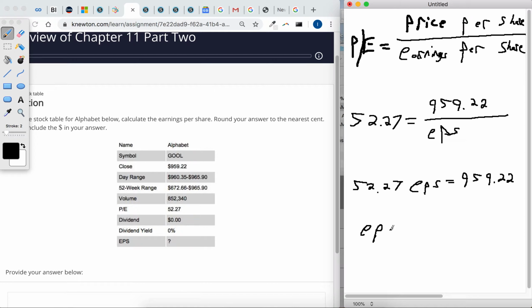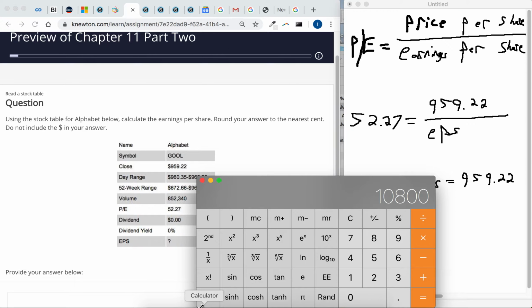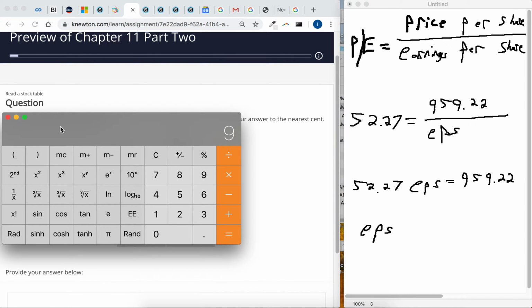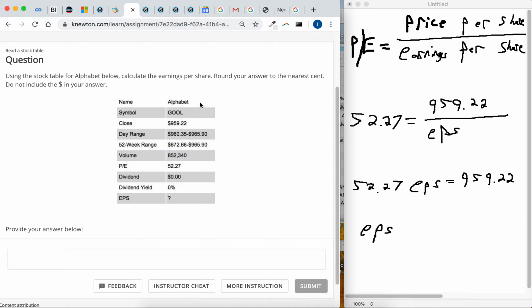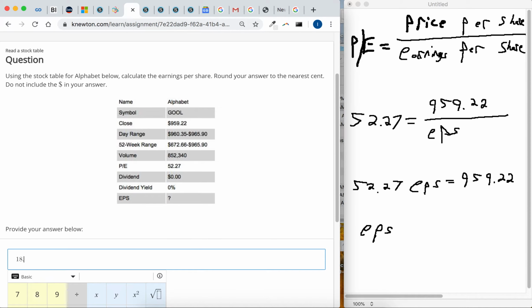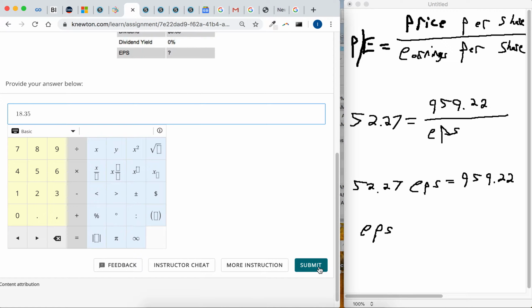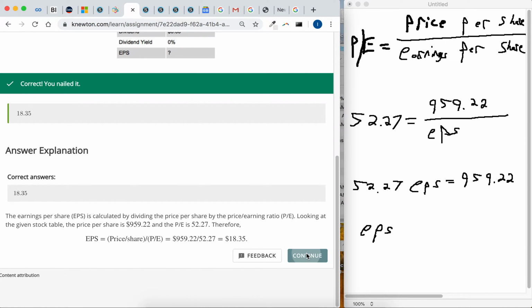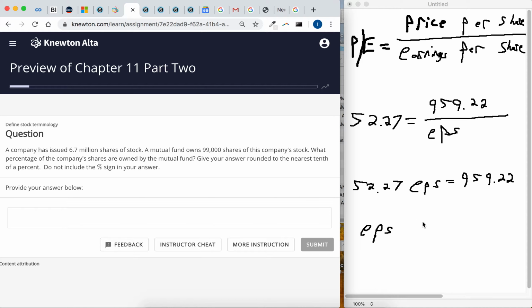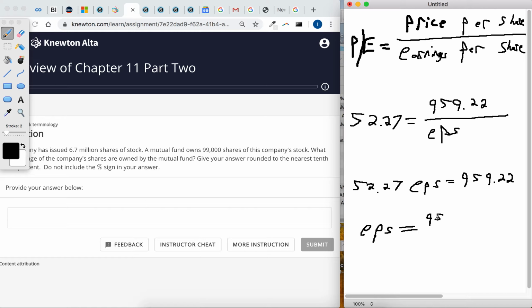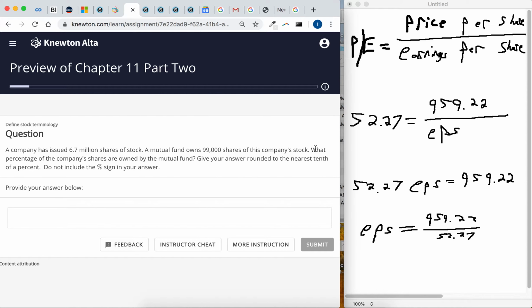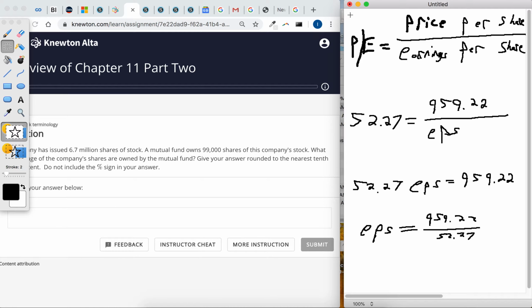And so EPS is going to be $959.22 divided by 52.27. So I got 18.35. Round your answer to the nearest cent. Oh, I didn't finish writing that, but it was 959.22 divided by 52.27, dollars we earned per share. Okay, let's see what else we got.